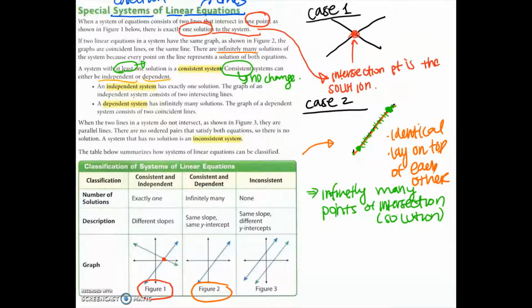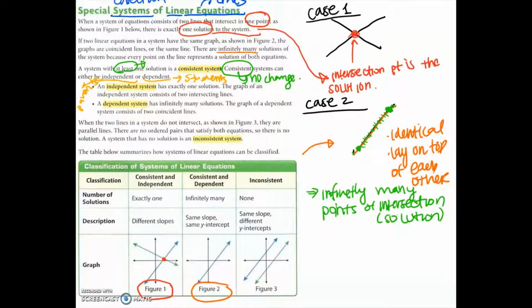So independent and dependent. I like to think about independent as being parents, where we don't need to depend on anybody. But the dependent would be more of a student who still needs the parents' guidance and support. So dependent is students, and independent are the parents. An independent system has exactly one solution. So that was case 1. The graph of an independent system consists of two intersecting lines. And why would they call it independent?